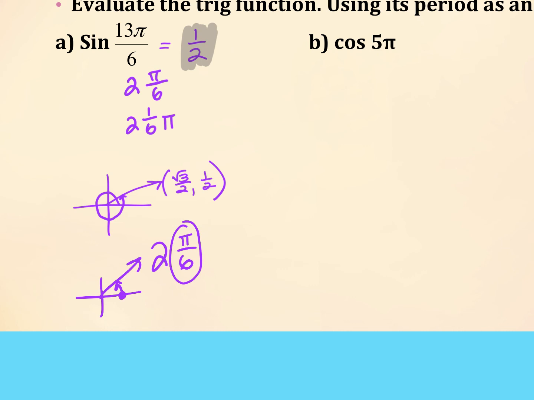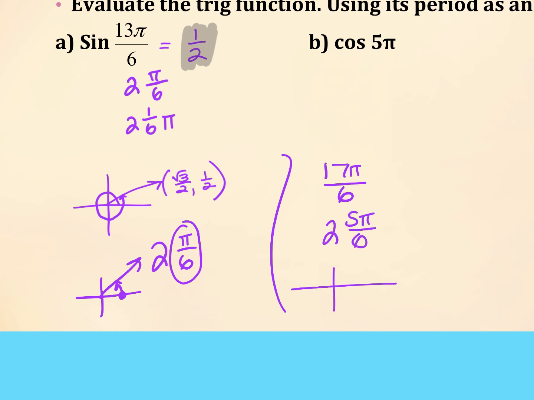So if this was 17 pi over 6, convert that into a mixed number. It's what? 2 and 5 pi over 6. So the 2 tells me start over here on the right. And is 5 pi over 6 bigger than 1/2 or less than 1/2? Bigger than 1/2. So I go into the second quadrant and I would use that over 6, which means it's going to be a negative √3 over 2 and a positive 1/2.